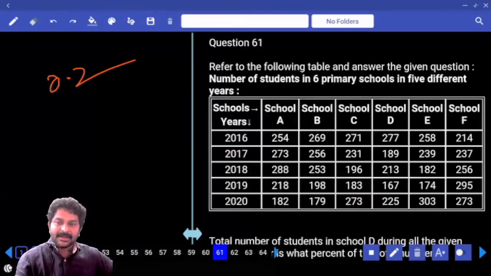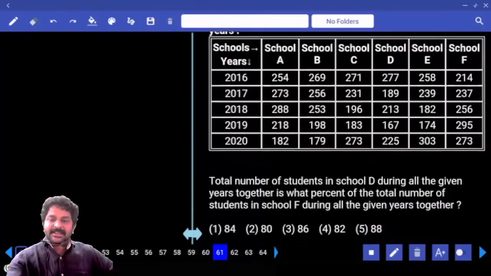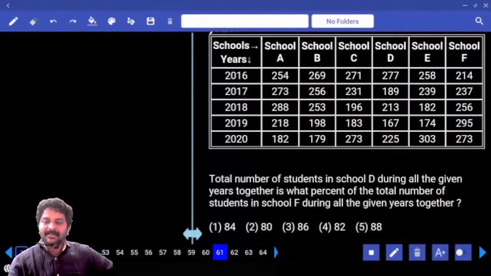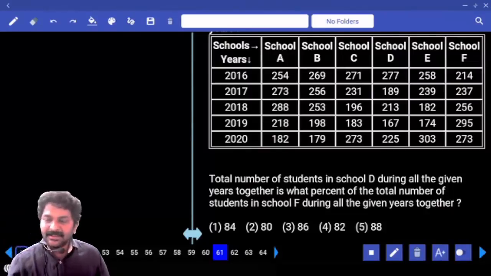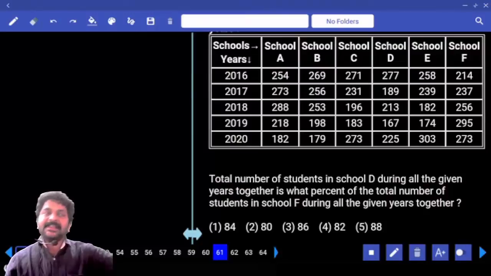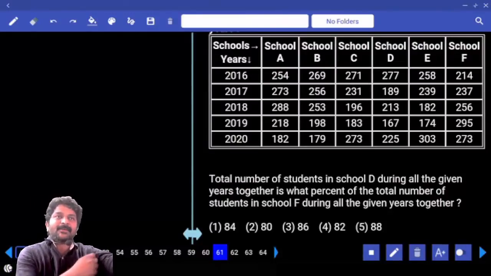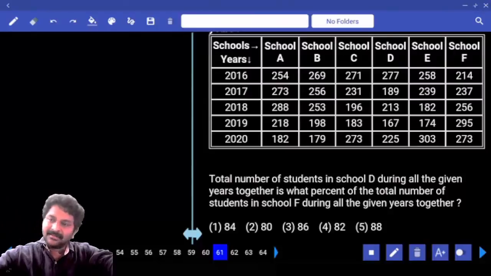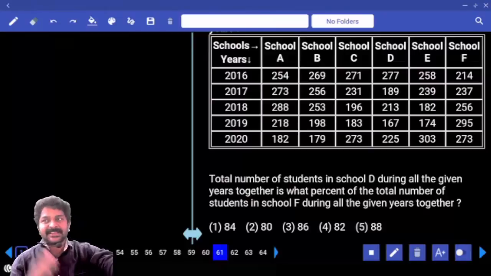Okay. Right, next, 61 onwards. Number of students in 6 primary schools in 5 different years. Number of students in school D during all the given years together is what percent of the total number of students in school F during all the given years? Right. So D with respect to F in terms of percentage we have to calculate. Is it year respective or all years together? Right. So we'll go for reverse addition. First hundreds places, then tens places and then units place.